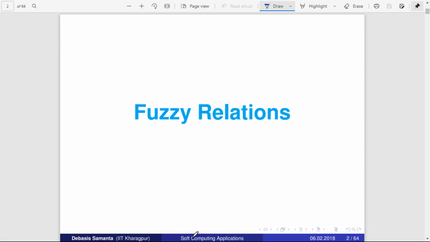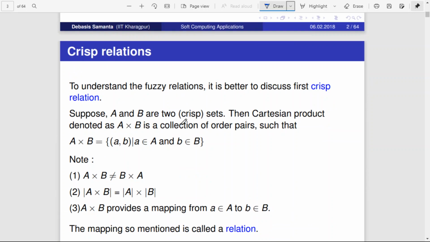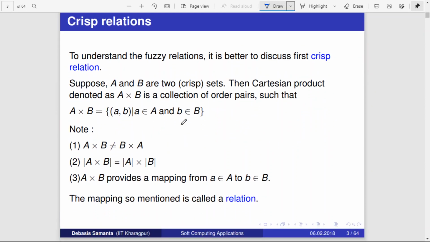Welcome. The topic we'll be discussing in this lecture is fuzzy relations. Before getting into the actual concept of fuzzy relations, first we'll be discussing crisp relations and how certain operations can be performed on crisp relations. Then we'll discuss fuzzy relations and how those same operations can be performed on fuzzy relations. So first, let us try to understand the crisp relation.